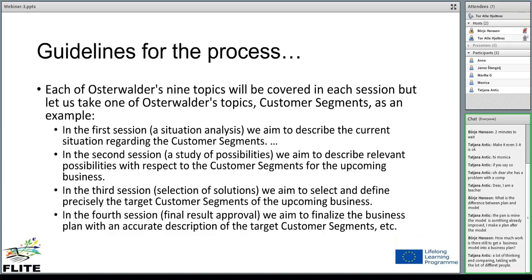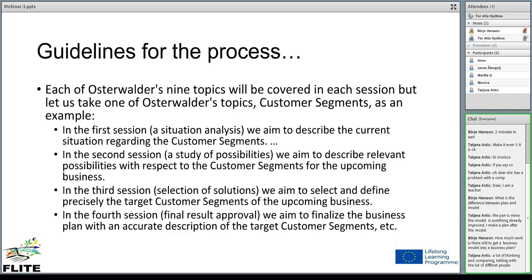For example, if you look at one topic from the Osterwalder model, let's say the customer segment, this could be an example. We will address customer segments in each of the work sessions. In the first session, called the situation analysis, we will typically aim to describe the current situation regarding customer segments. What do we know about this today? What is the situation today?